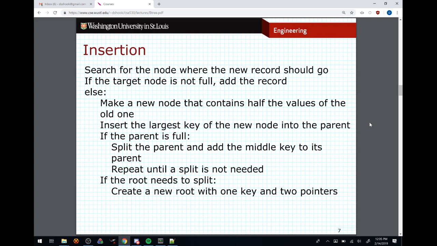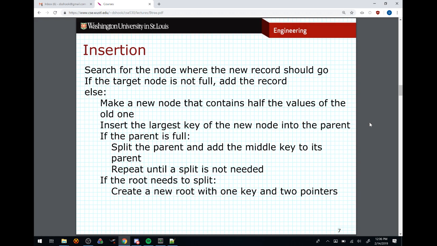And I have the same question. Is that node full or not? And if it's full, I'm going to do another split and pass the key up the tree. So it can cause a chain reaction where I keep passing values up, keep passing values up, keep passing values up. Eventually, one of two things is going to happen. I'm either going to find an empty slot and I'm done, or I'm going to hit the root.